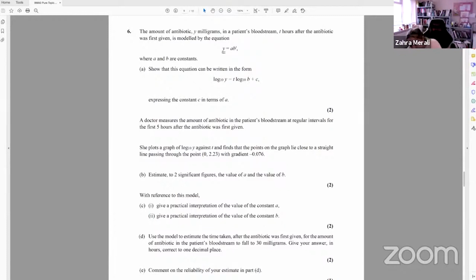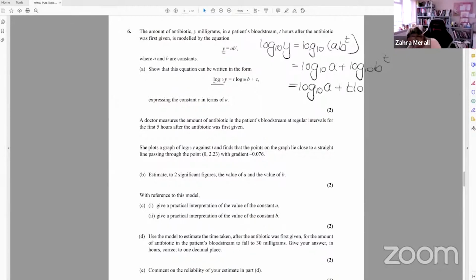So again, we do a comparison. Instead of y, they've got log 10y. So what we're going to do is take log 10 of both sides. So log 10y equals log 10 of ab to the power of t. Now using our log rules, we know that means log 10a plus log 10b to the t. Then again, we can bring the t down. t log 10b. And then we can rearrange it so it looks like t log 10b plus c, where c equals log 10a. So they just replace c with log 10a.